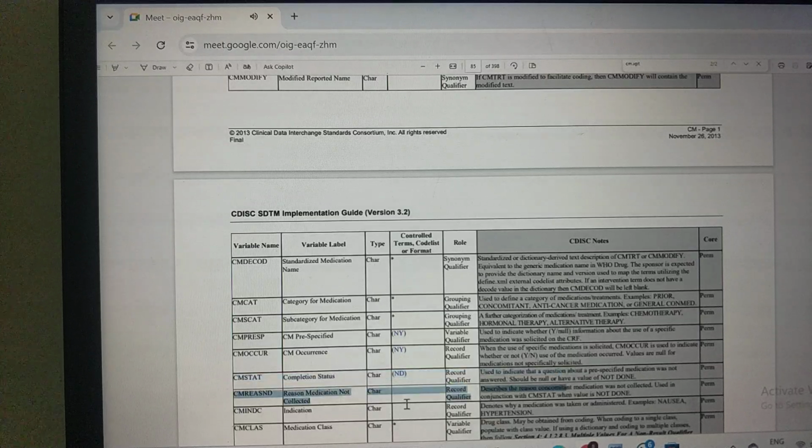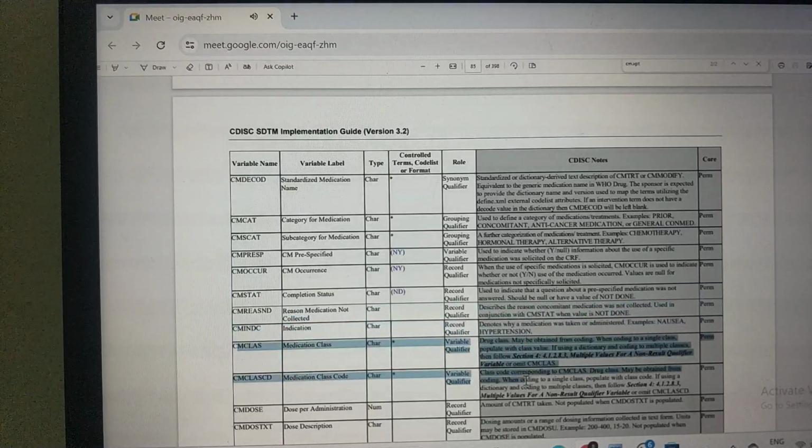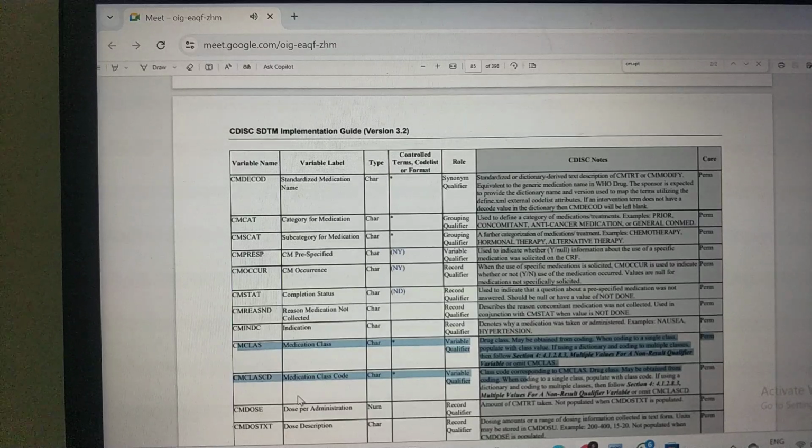Okay, CMINDC, the indication: why this subject took this particular concomitant medication. It might be an adverse event, right? So if the subject took the medication due to nausea, hypertension, whatever the adverse event name is, you can put it in the indication. Then CMCLAS and the class code. Based on the WHO Drug dictionary, each and every medication will have a class code. So those also come from the WHO Drug dictionary. We can put this into the datasets, and we need to do one-to-one mapping.